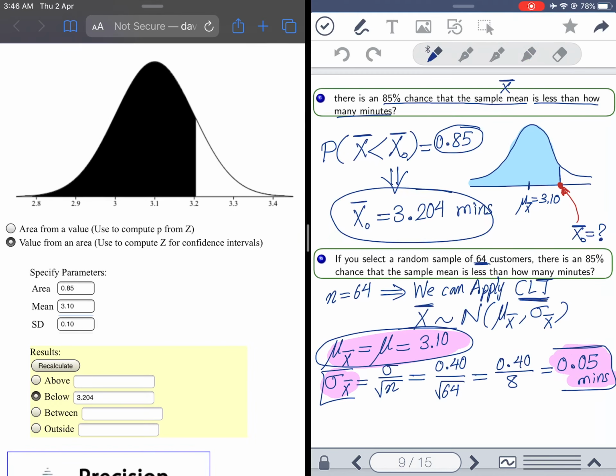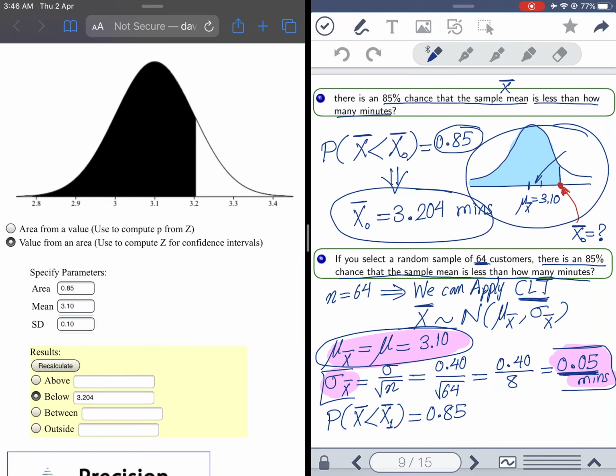But now the question is what? It's the same actually. There is an 85% chance that the sample mean is less than how many minutes? So the probability that x bar is less than a value should be 0.85. And we need to find this x1 bar, let's call it, because we have used x0 bar above, so you don't mix them up. And it's the same exact picture here, except that the standard deviation is 0.05 instead of this one, the standard deviation. Let me just write it here.